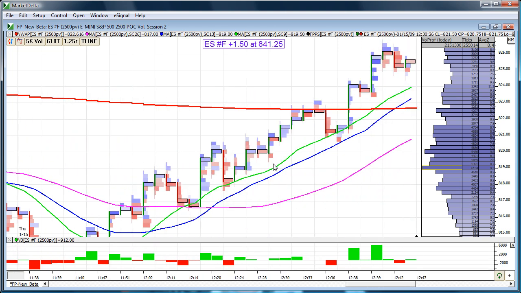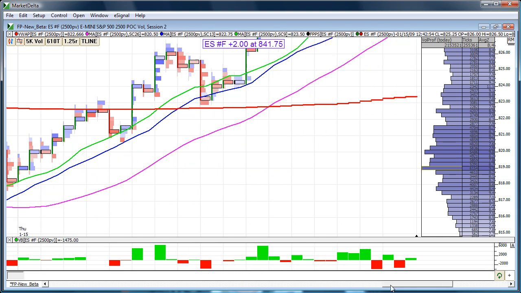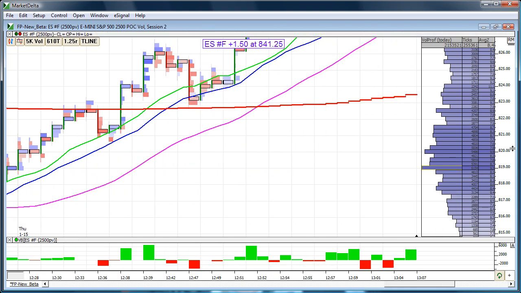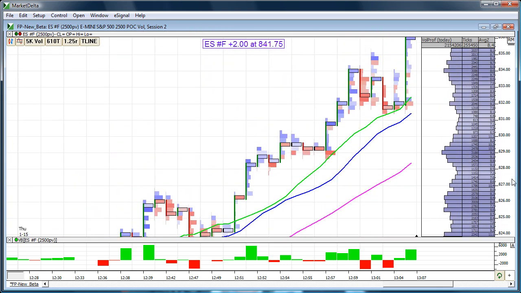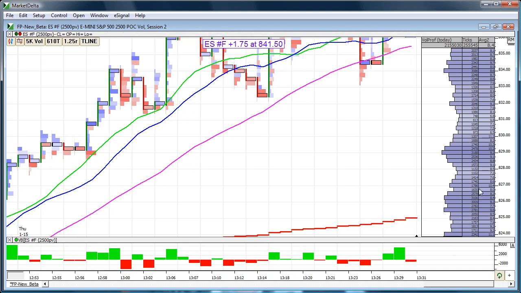Here we are again, up and test. Remember, keep an eye on the delta down here. This is really the first point we started to trade above it. Came back and kissed it, and then they came in and started buying it. At that point, it was up and away.